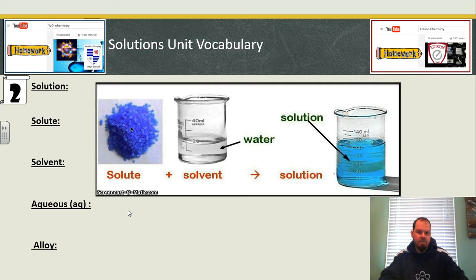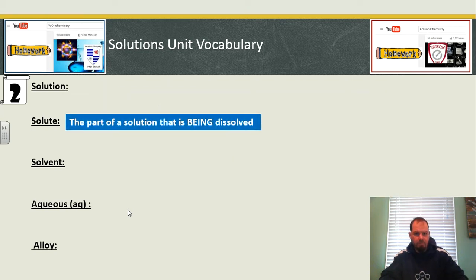So solute here is the powder, the part of the solution that is being dissolved. A lot of times you'll see it's in the smaller quantity usually. For the most part, for us, it's a solid. Sometimes it's a gas. I don't think it's ever considered a liquid, because if 2 liquids are dissolving or mixing, we call that miscible, not solute, solvent.